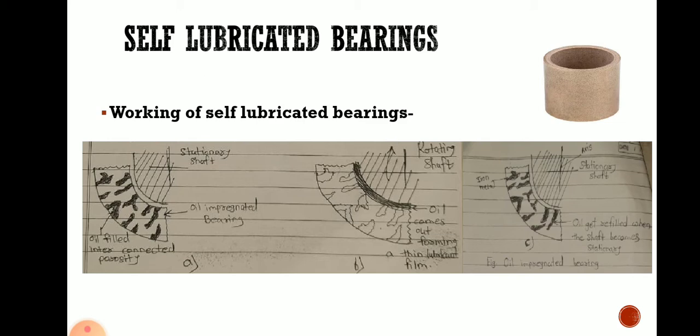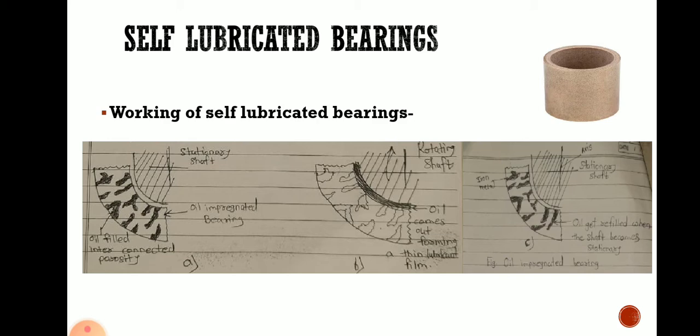So as the shaft speed increases due to friction, the temperature of the bearing also increases. Then because of the heat, the viscosity of oil decreases and the flow rate of oil will increase. Hence the oil will get pulled out from the pores and start circulating rapidly along with the rotating shaft. In between the bearing and shaft, in the second diagram, you can observe an oil layer has formed. That oil layer will act as a lubricant between the shaft and bearing.